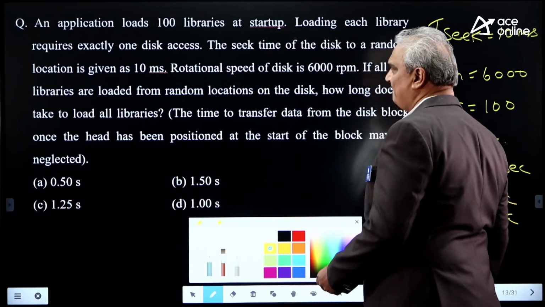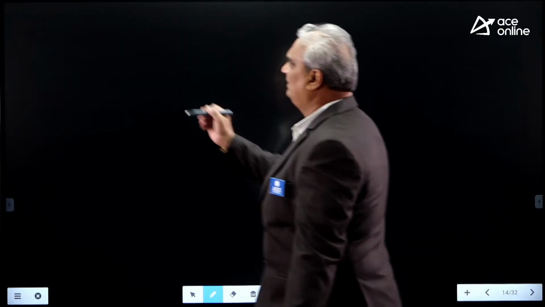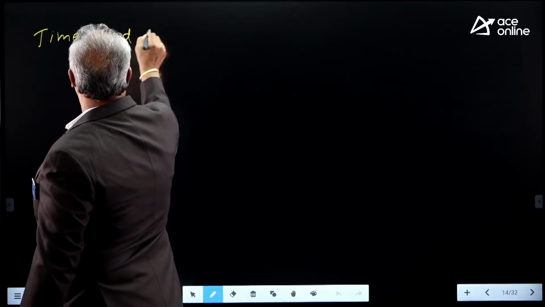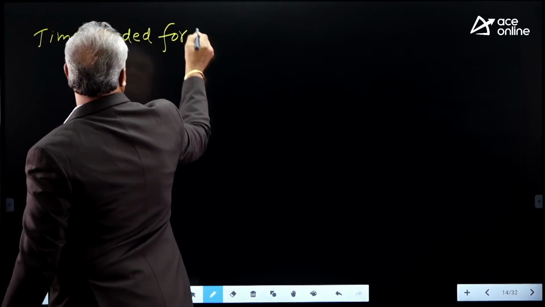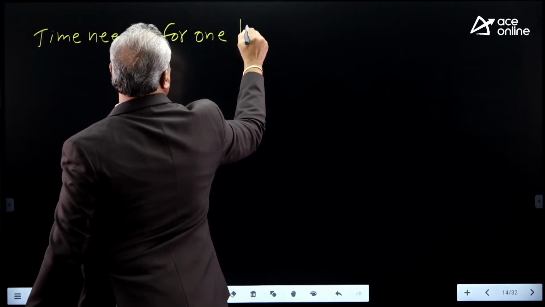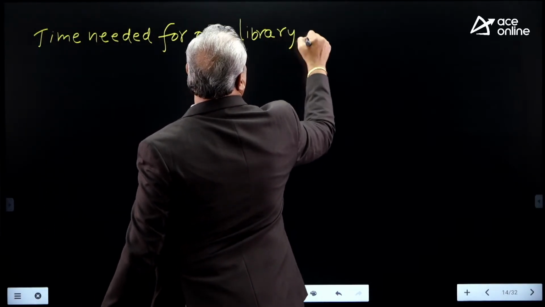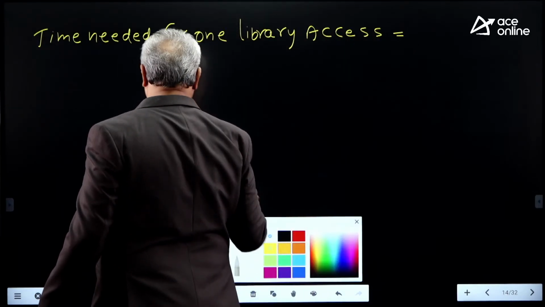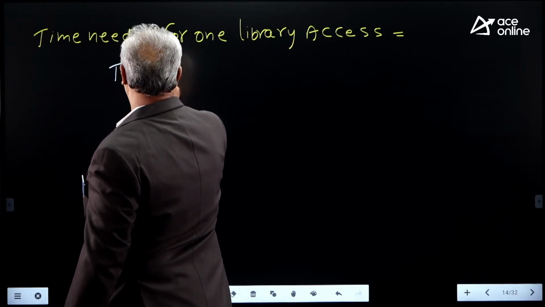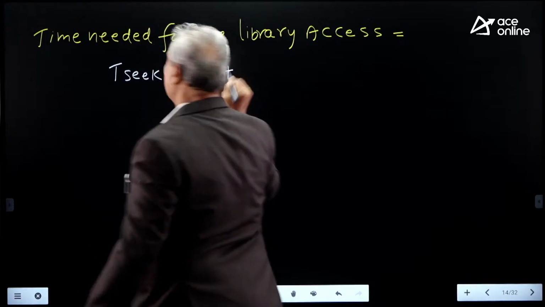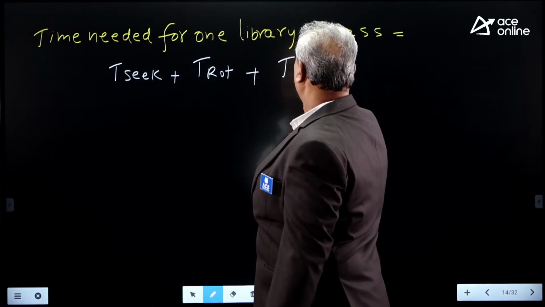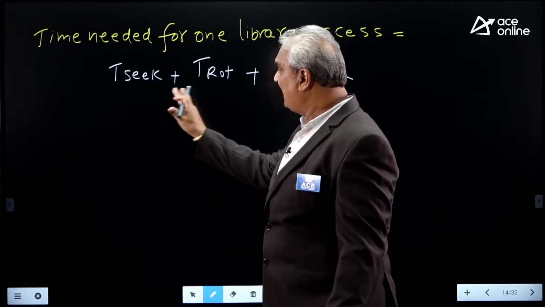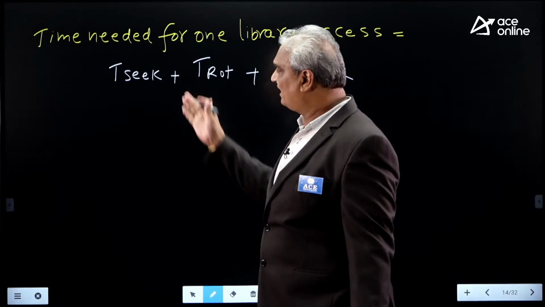For this, look here. Time needed for one library access, how much time is it? Nothing but seek time plus rotational delay plus read or write time. It is the expression for any secondary memory access of a word or library.